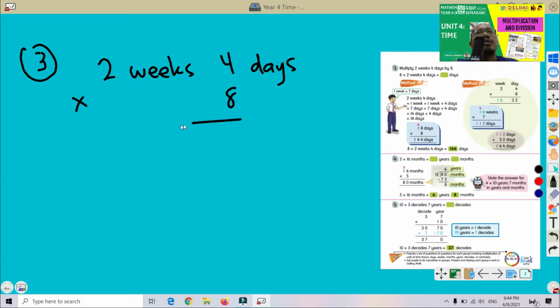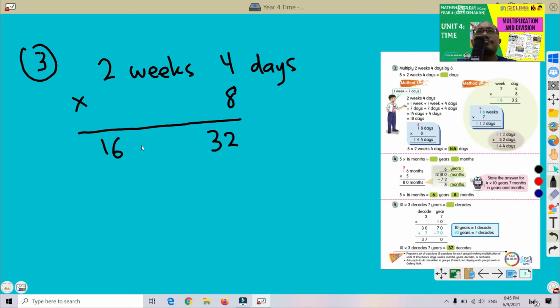Okay, we perform standard form here. Kita buat bentuk lazim kat sini. Okay, you can do lattice also if you want. Kalau nak buat lattice pun boleh. Okay, 4 times 8 we'll get 32. Okay, 2 times 8, we got 16. So now it becomes 16 weeks and 32 days.